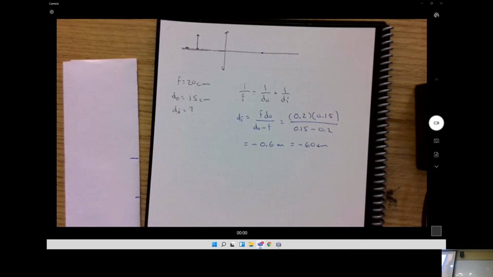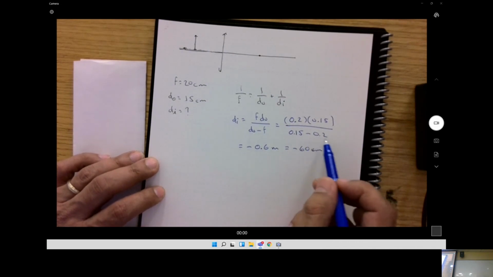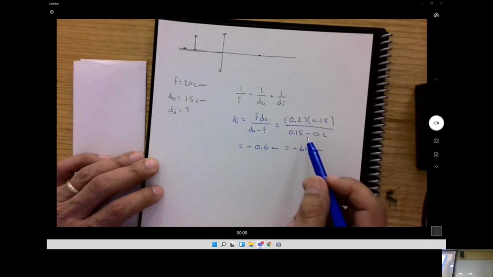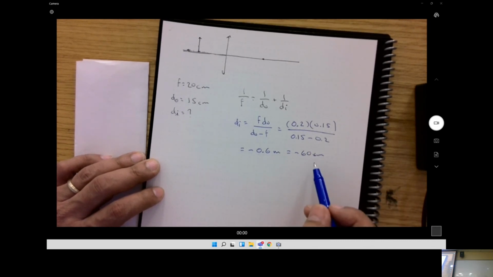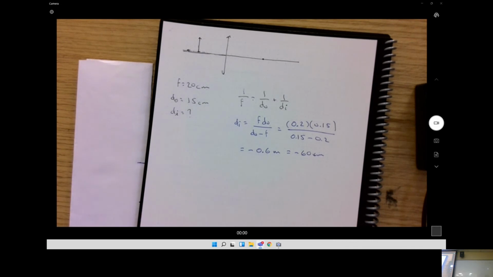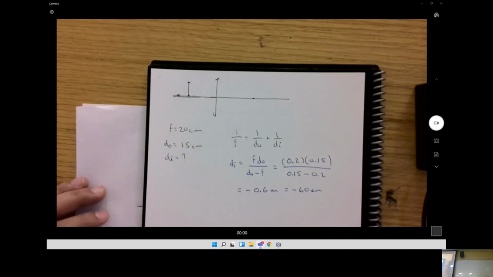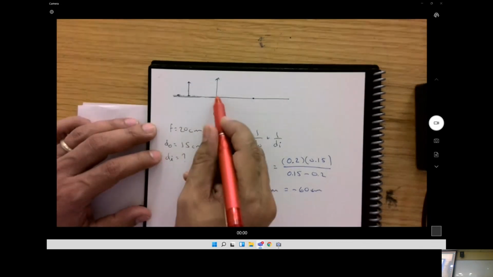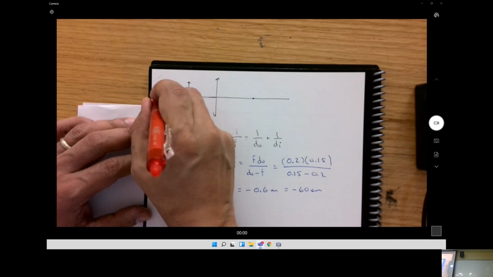Okay, so now we got a negative distance, and the math is okay. We can see that here in the denominator we have 0.15 minus 0.2, so that's gonna give me a negative value. So yes, I'm gonna end up with a negative distance. Now, the negative distance for images are gonna be to the left of the lens. So that means that that image is being formed somewhere over here.